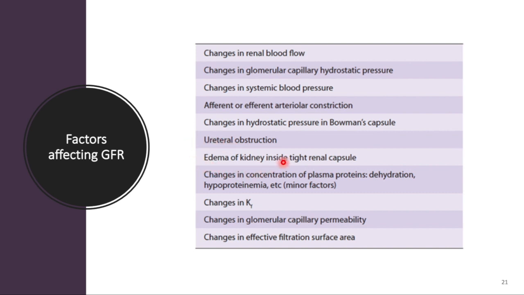Another factor, for example, is edema of the kidney. Edema of the kidney will cause an increase in hydrostatic pressure in the Bowman's capsule as well. So this will cause a decrease in GFR. And other factors such as changes in Kf, which include glomerular capillary permeability and effective filtration surface area.